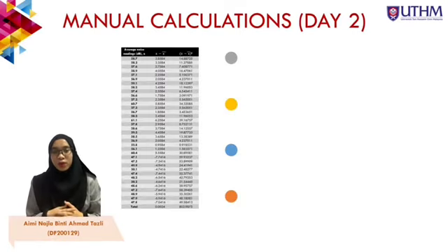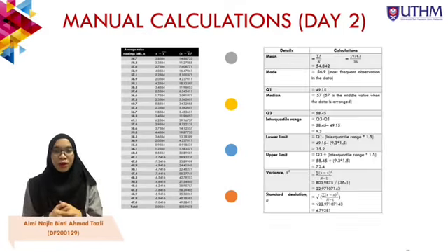Next, we proceed with manual calculations for day 2. It is the same process as day 1: firstly, we calculate x minus x bar, then we square the values and sum up. The total summation of x minus x bar squared is 803.9675. For the mean, we get 54.842. The mode is 56.9. The first quartile is 49.15.